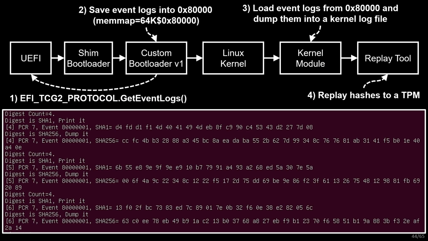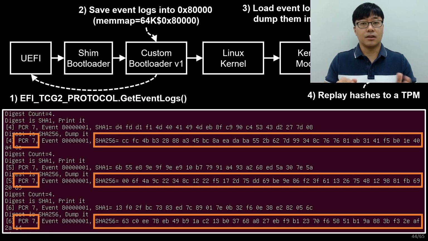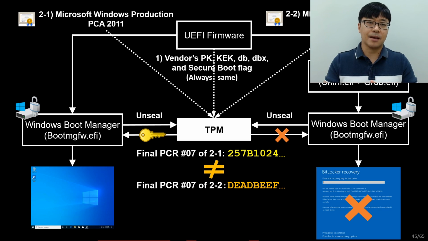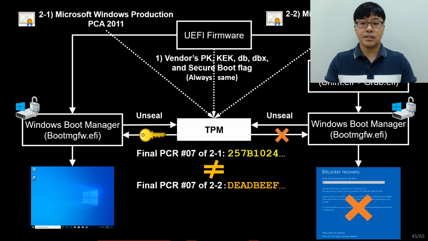This is the boot sequence of the custom bootloader and kernel. And these are the extracted PCR numbers and hashes. Yeah, it's great. Even though I got the hashes, unfortunately, I couldn't get my data back because of the certificate. In case of Windows, Microsoft Windows Production PCA is used. However, in case of Linux, Microsoft Corporation UEFI CA is used. Because of this reason, PCR number 7 is not the same.